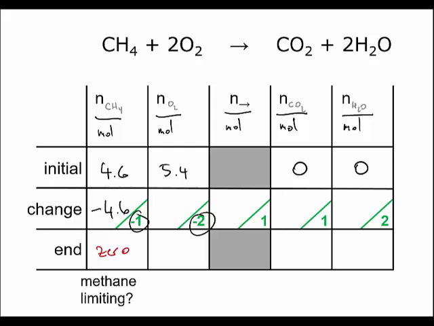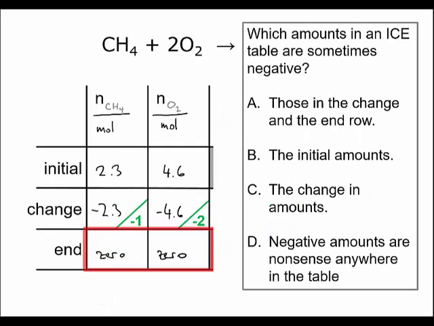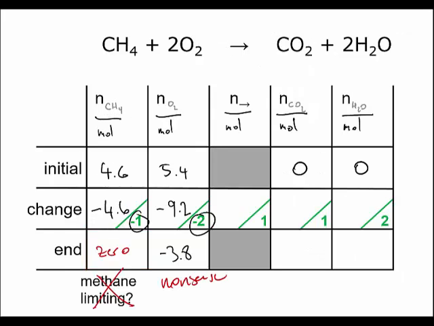You might already see the problem, but let's fill out the entire column for dioxygen. The change is negative 9.2 moles, and adding that to the initial 5.4 gives negative 3.8 moles for the amount of dioxygen at the end. This is a nonsense result. It is impossible to have a negative amount of a substance left over. Another way of saying that is that we run out of dioxygen before we run out of methane, so dioxygen is limiting. We have to erase everything and start over with dioxygen as limiting reactant.